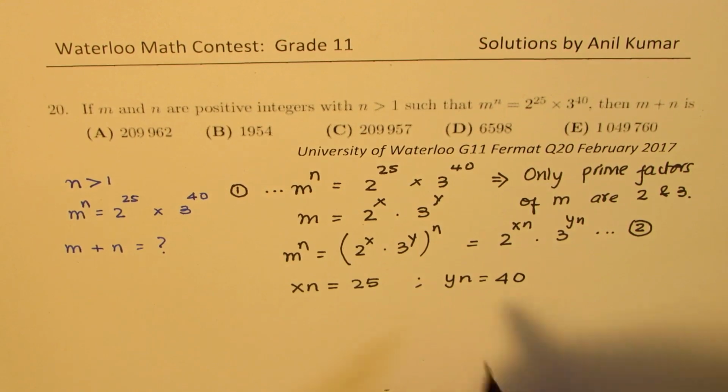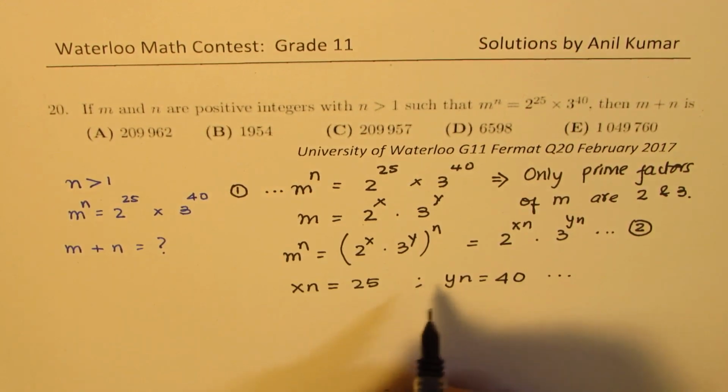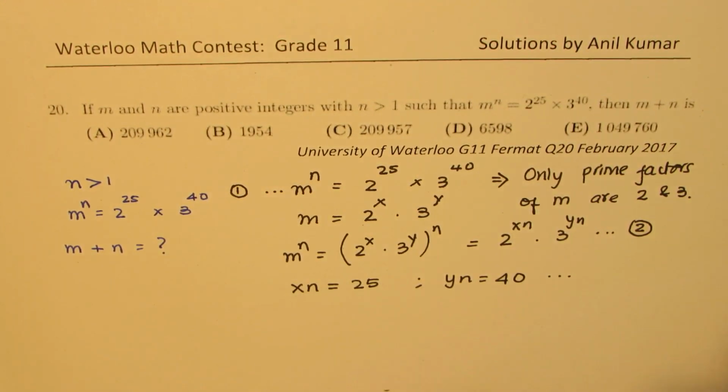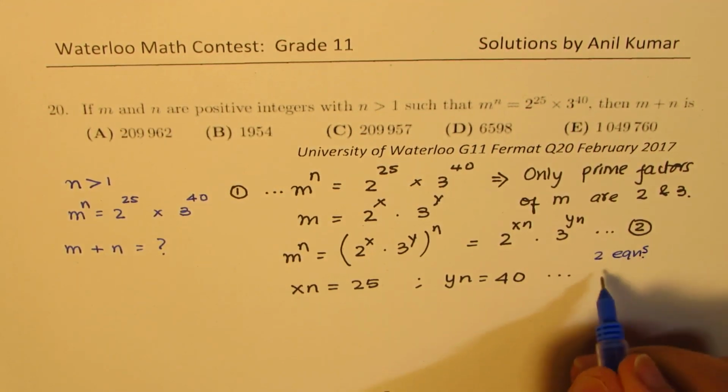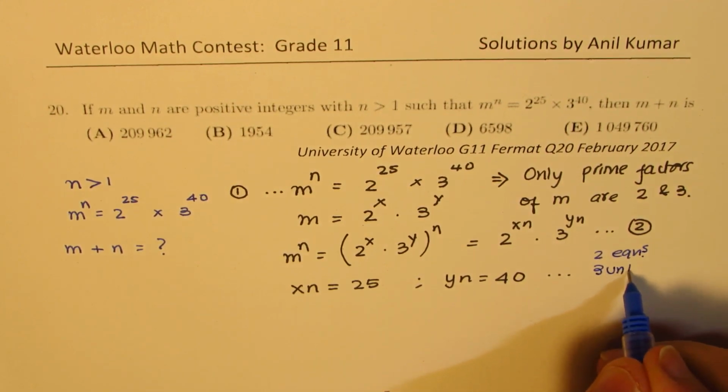Got it? So now, you notice that we have two equations, but three unknowns. Now, the question here is that we have two equations and three unknowns.